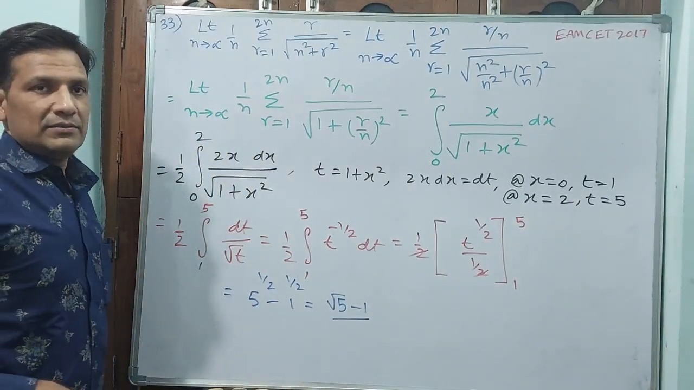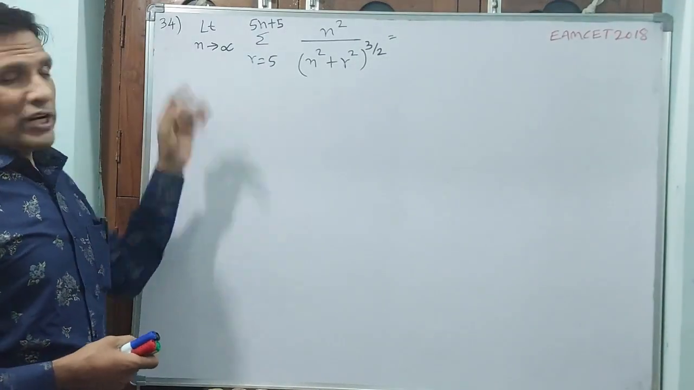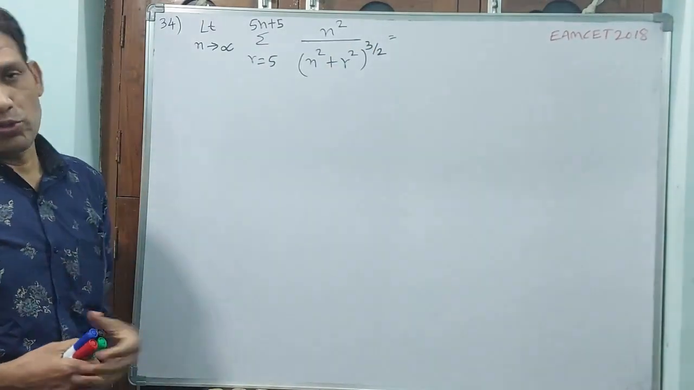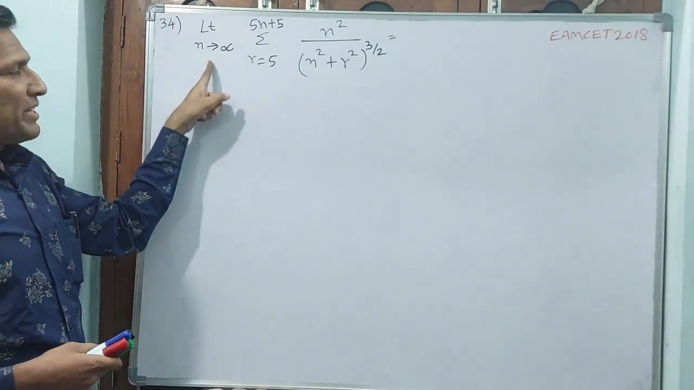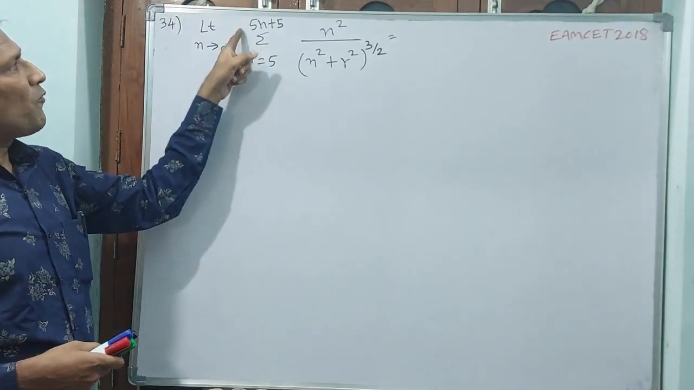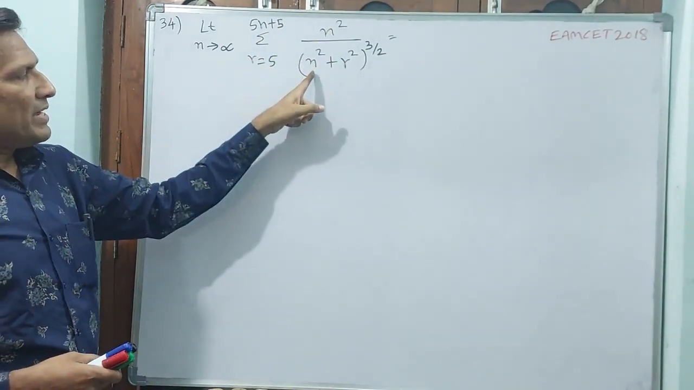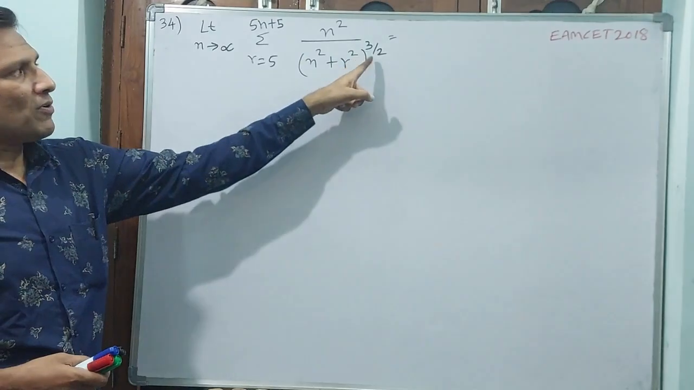This is the answer. Okay, let us go for the next question. Question number 34, EAMCET 2018 question. Limit n tends to infinity, sigma r equals 5 to 5n plus 1, 5n plus 5, n square by (n square plus r square) whole to the power of 3 by 2.